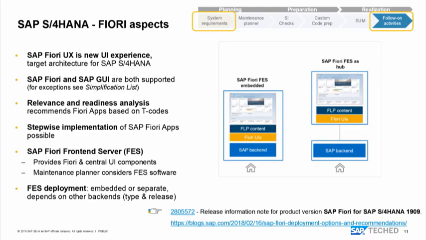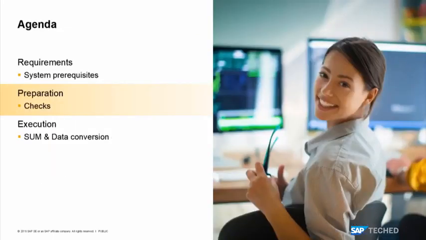And that is important for the system requirements and planning, and it's important later after the technical conversion to implement those Fiori apps. That's the statement here on the slide. This was the section on the requirements. Now let's have a look at these checks, especially based on the simplification item list that tells me what I have to implement or consider in my source system.